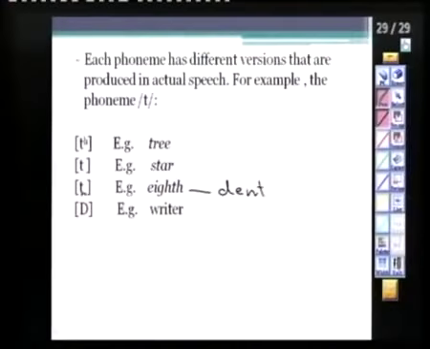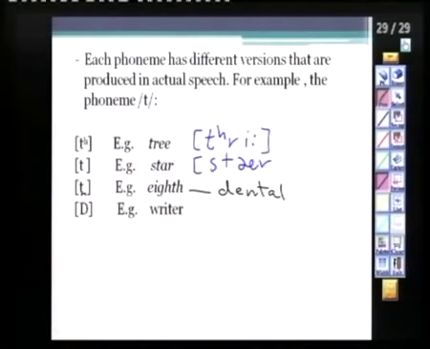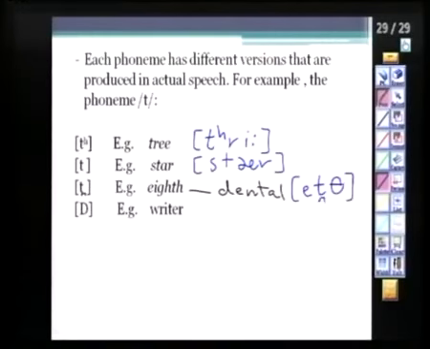Why do I call it a dental /t/? Look at this word, eighth. How do I transcribe this word, eighth? Let's try to transcribe here. This is tree. You remember what transcription is? Yeah? Let's transcribe eighth. Sorry, I need an eraser. You need a pen, then you have eighth, and you're going to have a dental /t/, then you have, let's leave the rest for the end.